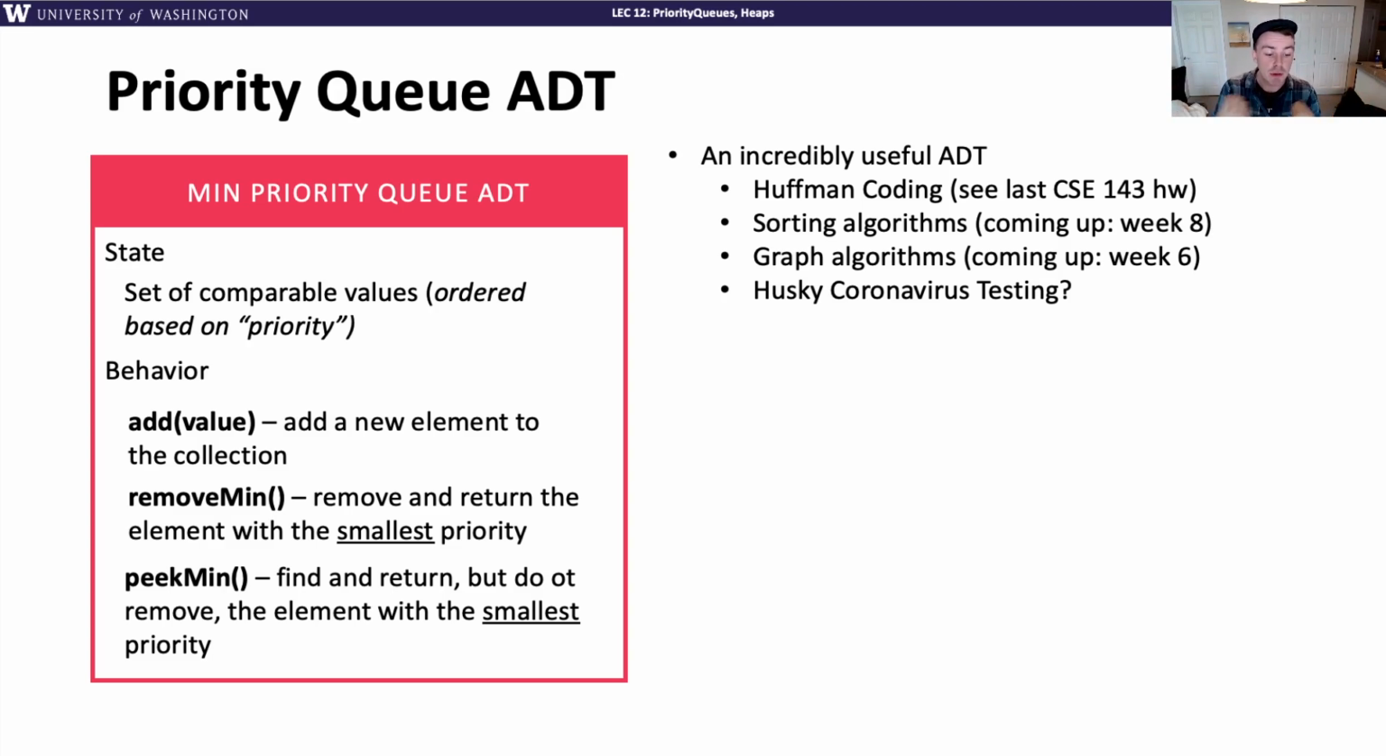But if they can assign priority to them, they could just stick everyone in a priority queue, and if they have resources for 200 tests, they could pull out the 200 people with the highest priority. So this PriorityQueue ADT is used all the time in many places.